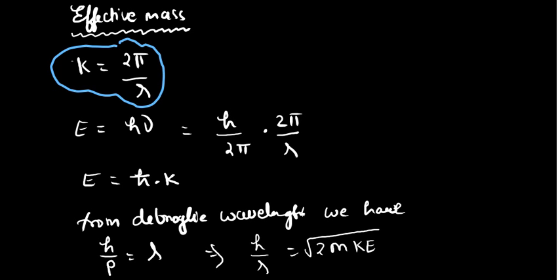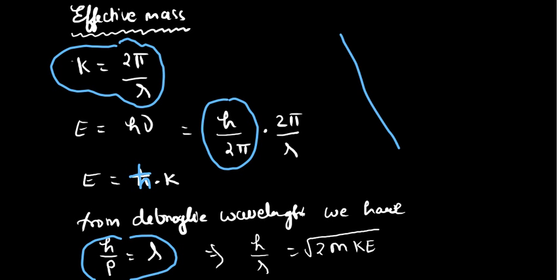So this h upon 2 pi can be written as the reduced Planck's constant, h bar, into k. From the de Broglie wavelength, we have h by p is equal to lambda. This h upon lambda can be written as under root 2mK. Let us see how. So h by p is equal to lambda, and for p we know p is mv.